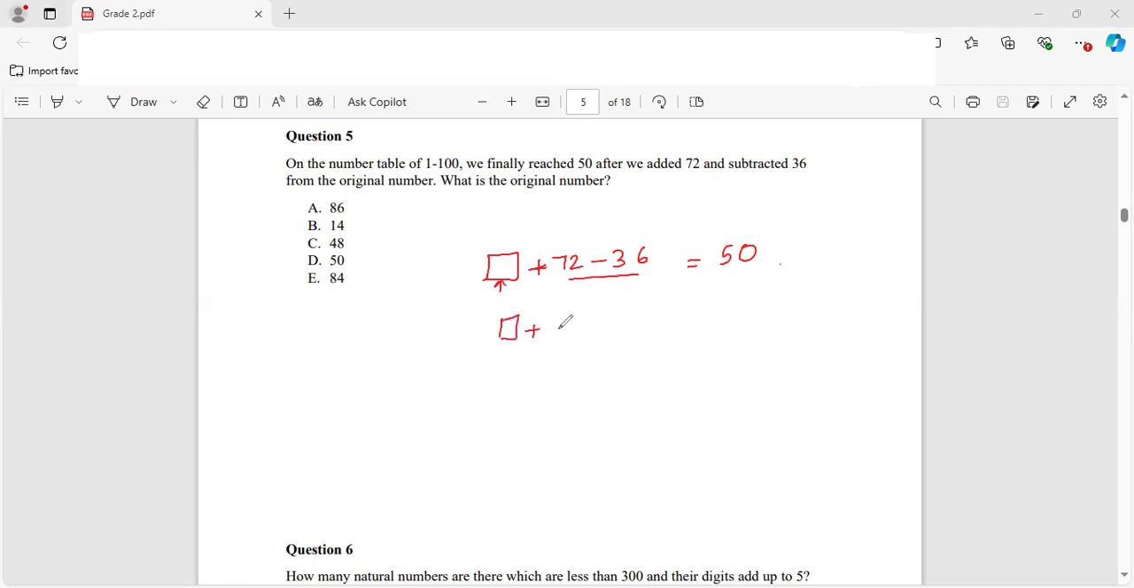So first we solve this. So I get a 36. So now what plus 36 will give me a 50? 14 plus 36 will give me a 50. So the original number is 14, which is option B. So the answer for question number 5 is B.